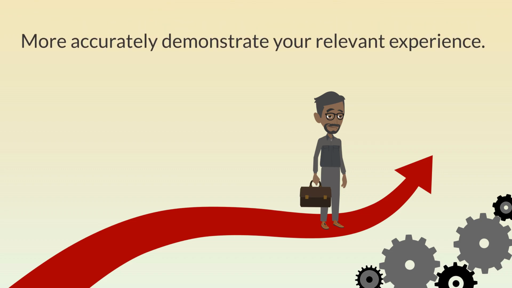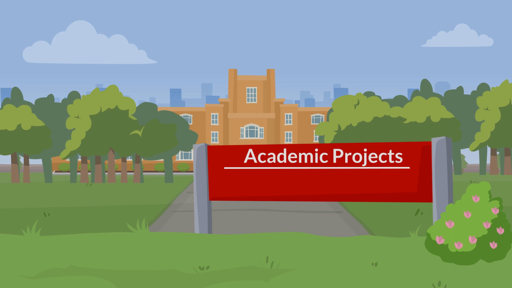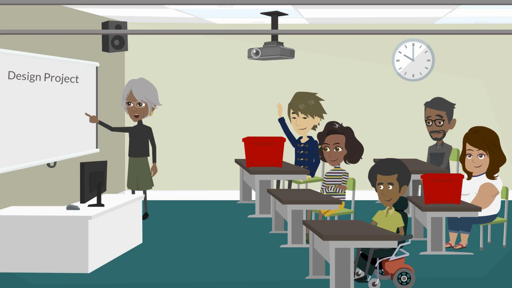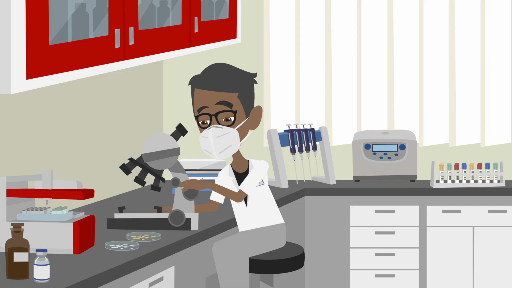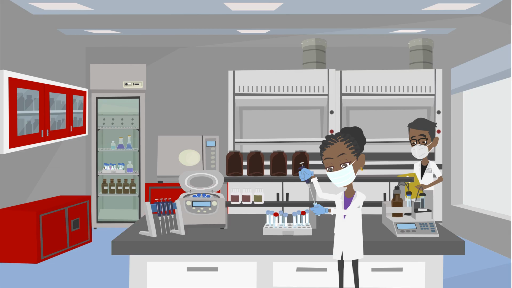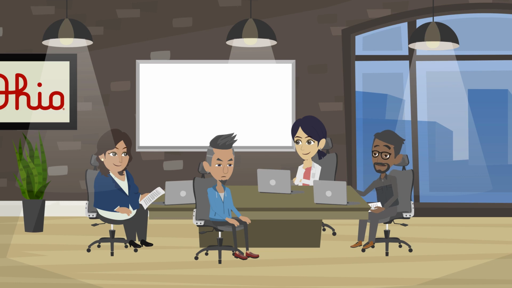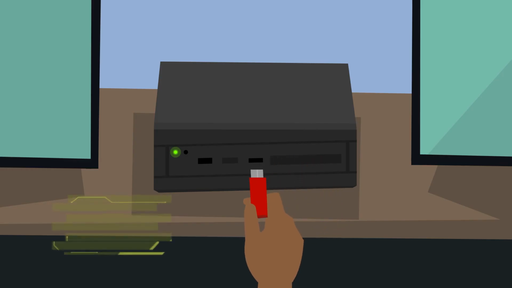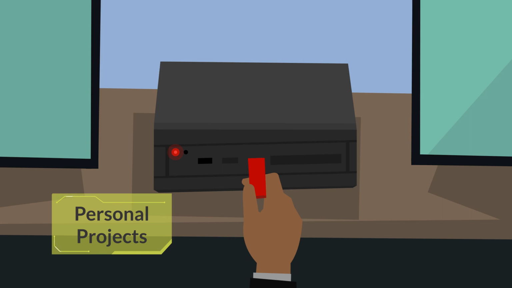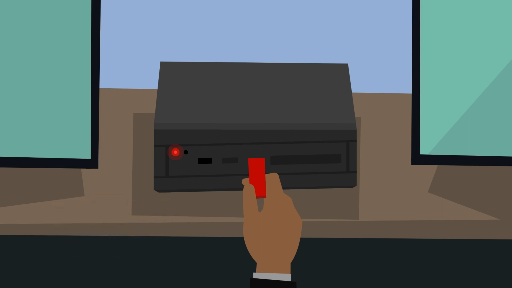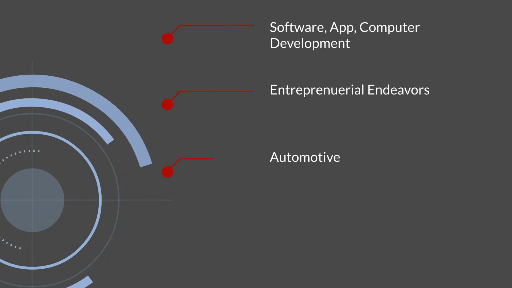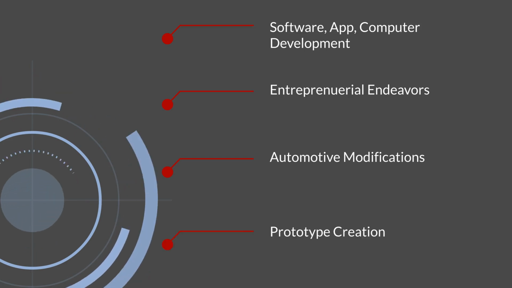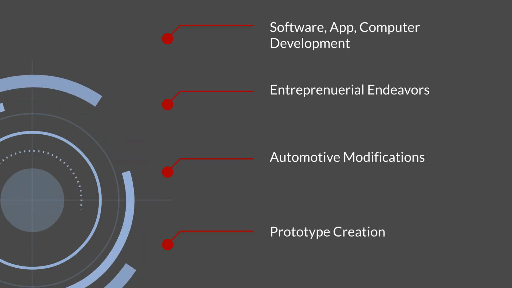relevant experience. Example academic projects could include those from your engineering fundamentals courses, major course projects, case studies, in-depth labs, unit operations, and even your senior design or capstone project. Personal projects are limitless, and whether or not you list them will depend on your career aspirations. Some may include software, app, and computer development, entrepreneurial endeavors, automotive modification, and building a drone or prototype.